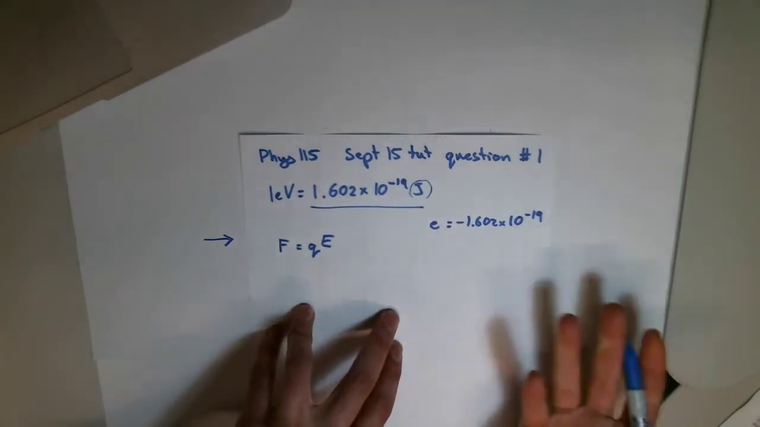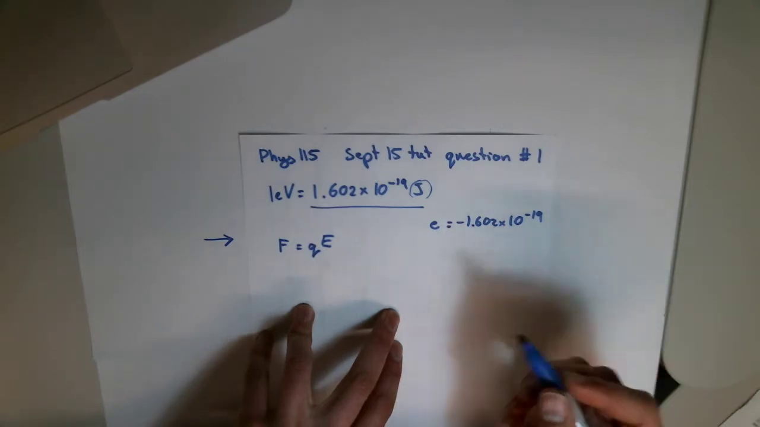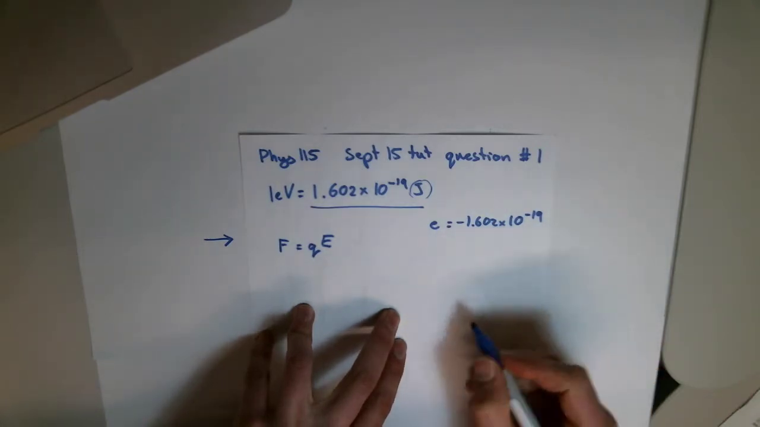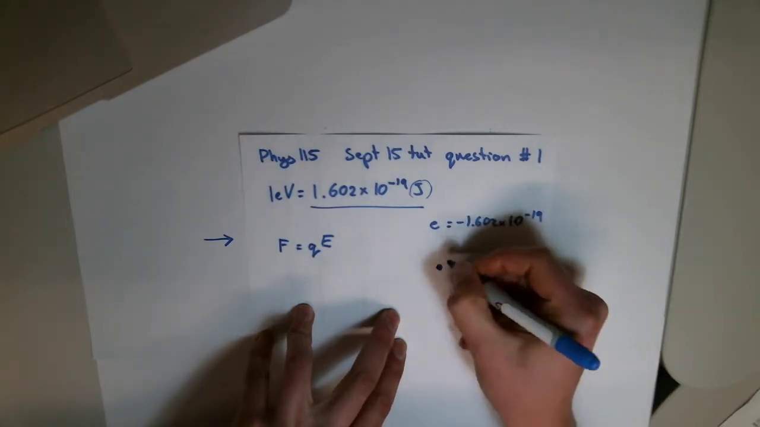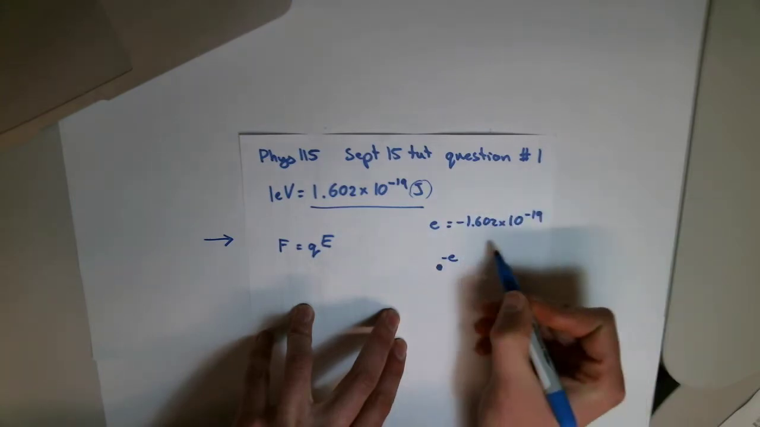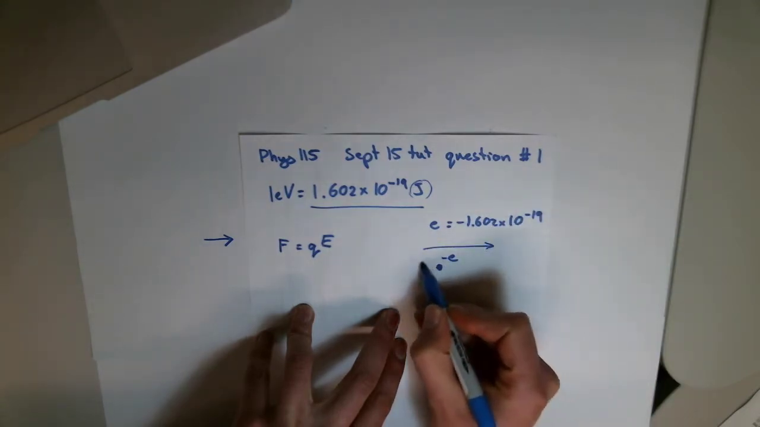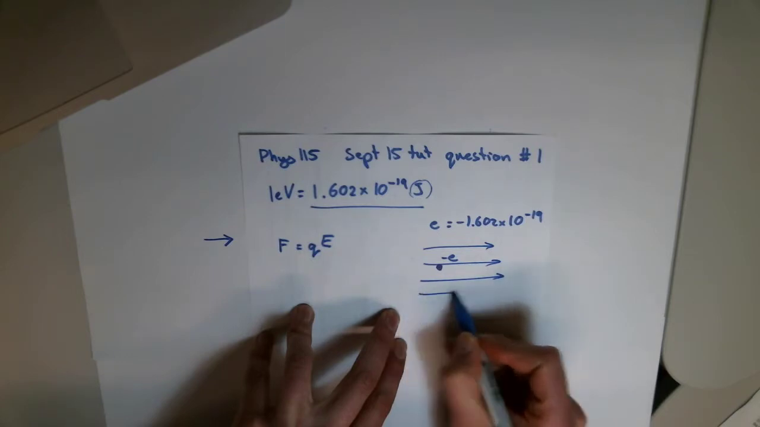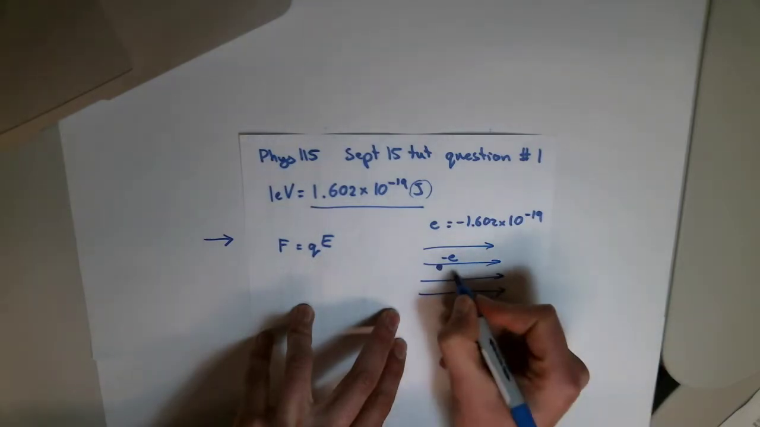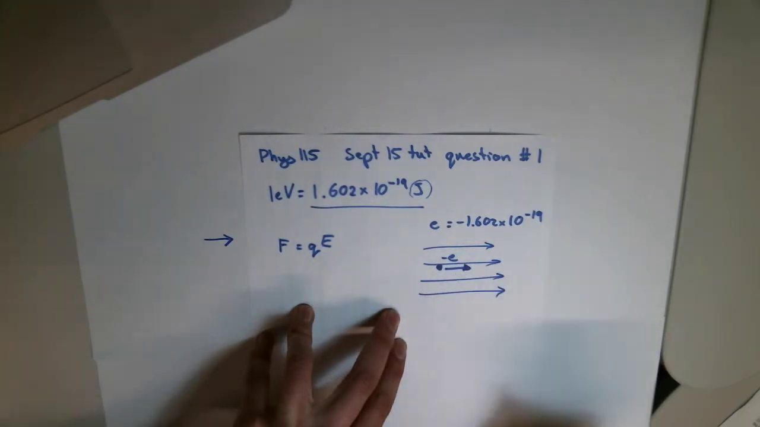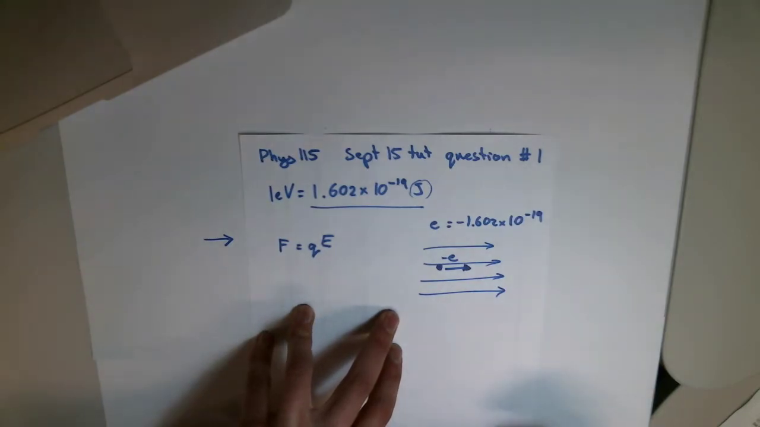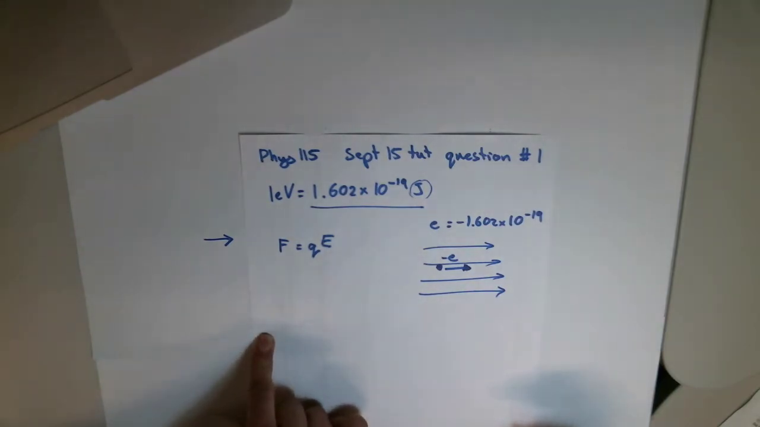And so I always like to draw diagrams. Every physics question I'll always draw a diagram if you give me half a chance. So if we've got our little charged particle here, minus e, and it's in an electric field, which is going like this, then it will feel a force in the direction opposite to the electron, or in the direction of the electric field.